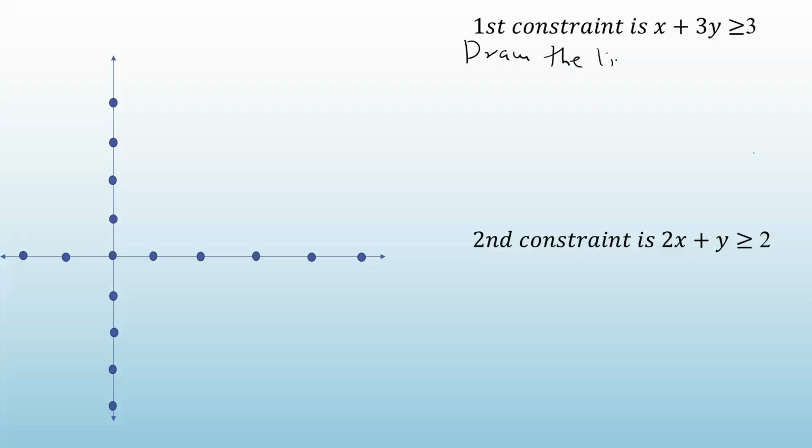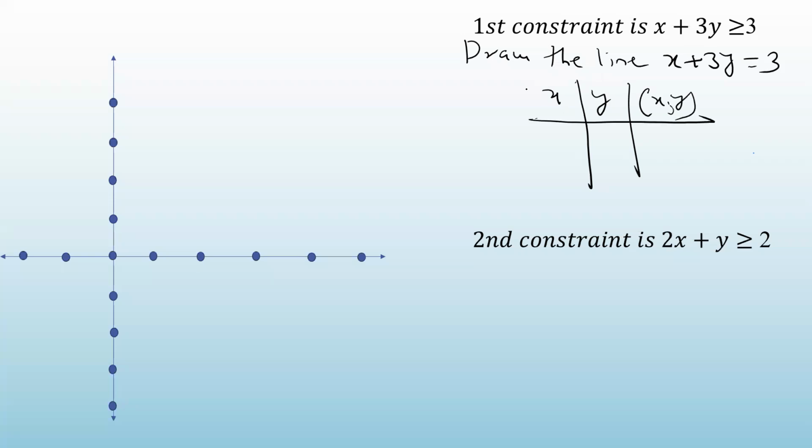Draw the line x plus 3y greater than or equal to 3. This symbol will be replaced by equal. As I told you, to draw a line, you need 2 points. So make a table like this. Give some value to x and find the corresponding value of y. Let us put x equal to 0.